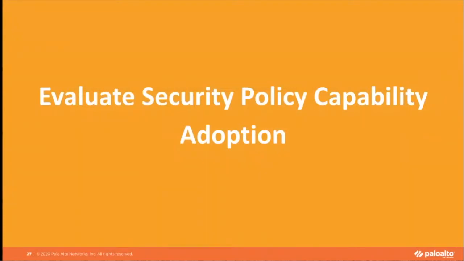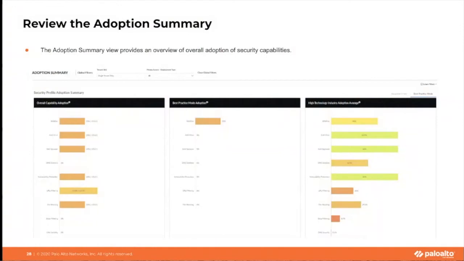Evaluate security policy capabilities. The adoption summary view provides an overview of the overall adoptions. Overall adoption is the adoption of security profile in security policy allow rules, and these percentages are based on the number of allow rules that have one or more profiles enabled. We will be doing a quick walkthrough of a BPA report in the last section. So if you have any difficulty reading through all this, you can get more visibility when we're doing a walkthrough of each section of the report.